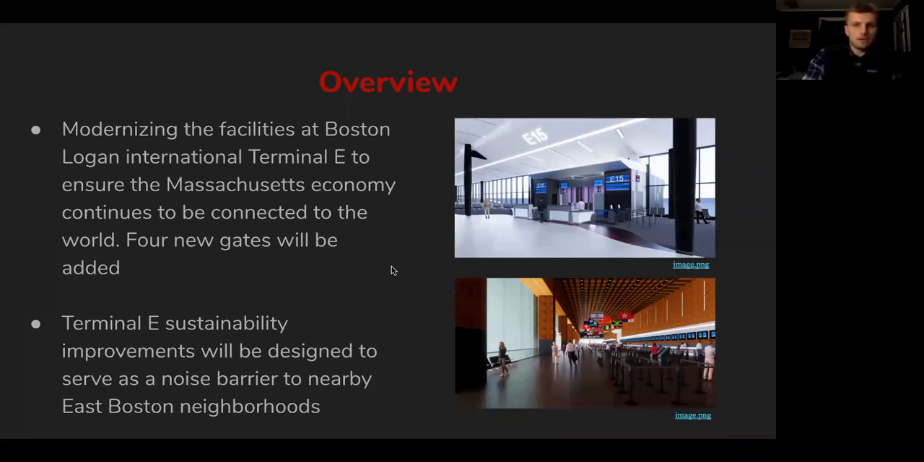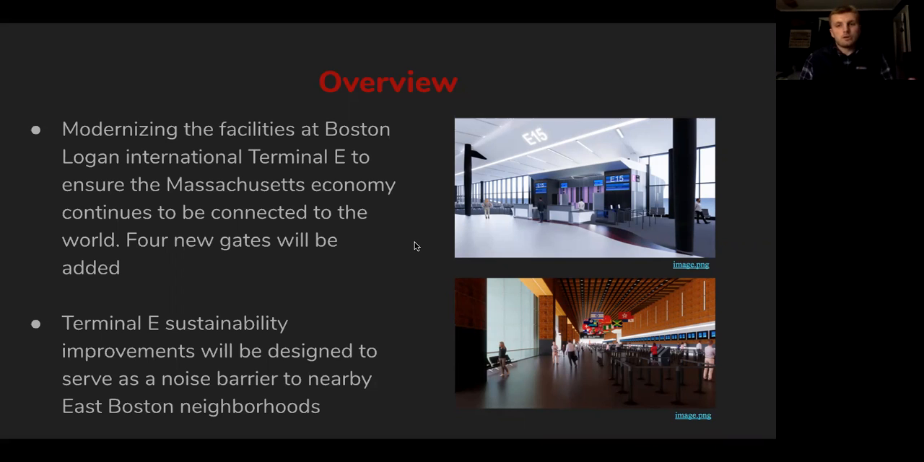So a little bit about this project. We were able to interview Greg Ettrich, who is an architect at Massport. He was able to give us some figures and insight into the job. So the goal of the job is to modernize Terminal E at Logan Airport. As of right now, it is quite outdated, so by the end of the project, it'll be modernized.